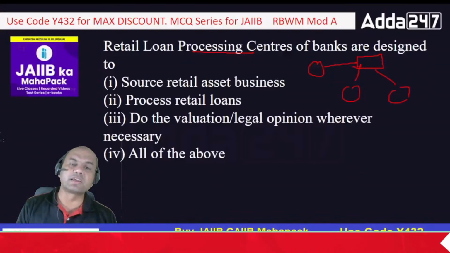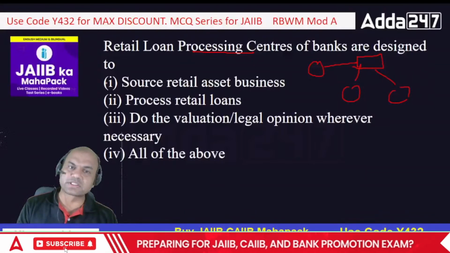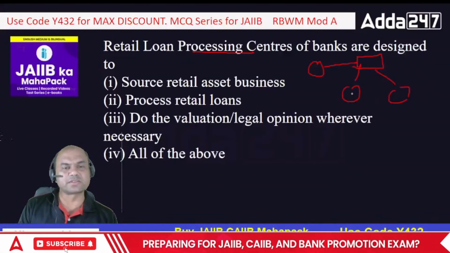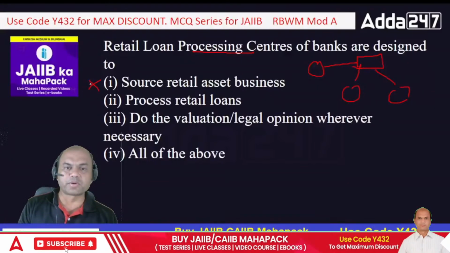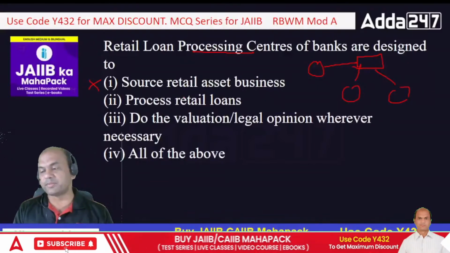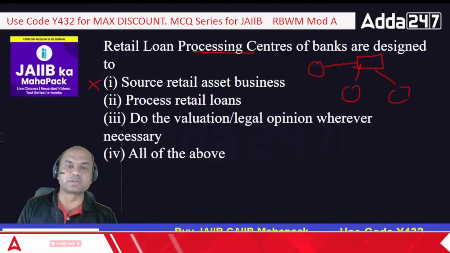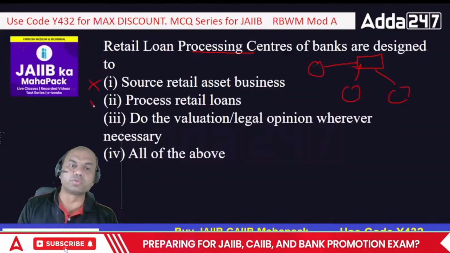So, source retail asset business? Sourcing is done by whom? It is done by the branches. So 1 is out. What about 2? Process retail loans. Yes, that can be the answer. Processing of retail loans can be the answer, isn't it? So 2 can be the answer.